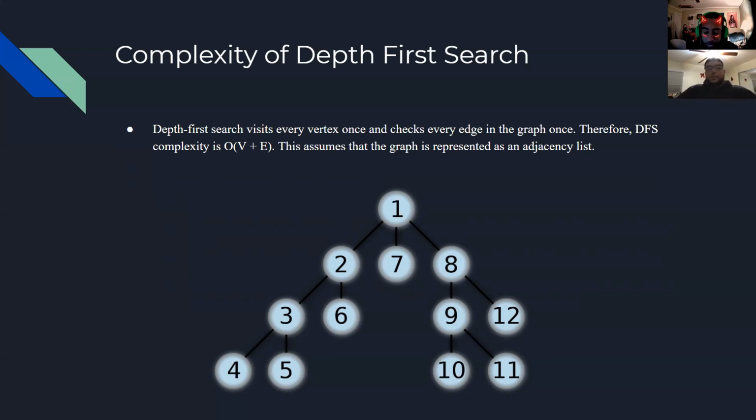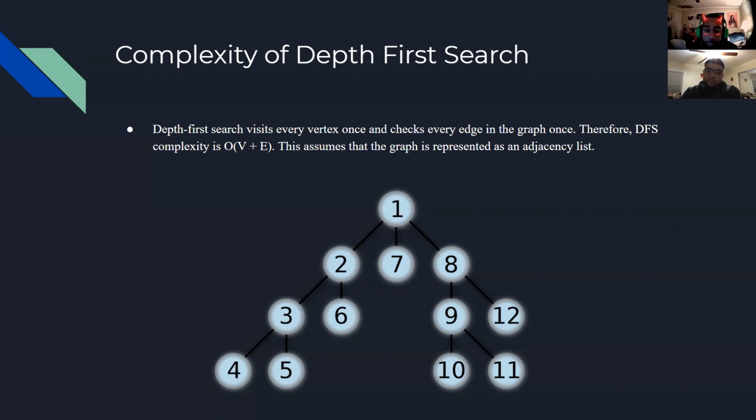because that's what we decided to do for our experiment. Depth first search visits every vertex once and checks every edge in the graph once. Therefore, DFS complexity is also O of V plus E. This assumes that the graph is represented as an adjacency list. Now you're probably wondering, why didn't depth first search find it as fast as breadth first search when they have the same complexity?